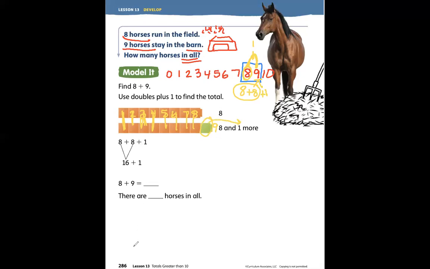So I can add 8 and 8. 8 plus 8 equals 16, plus 1 more equals 17. There are 17 horses in all.